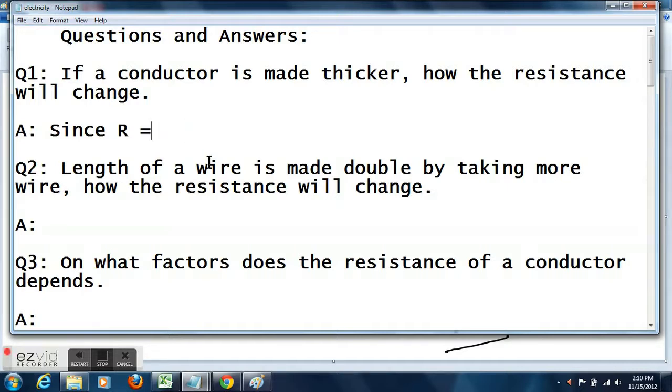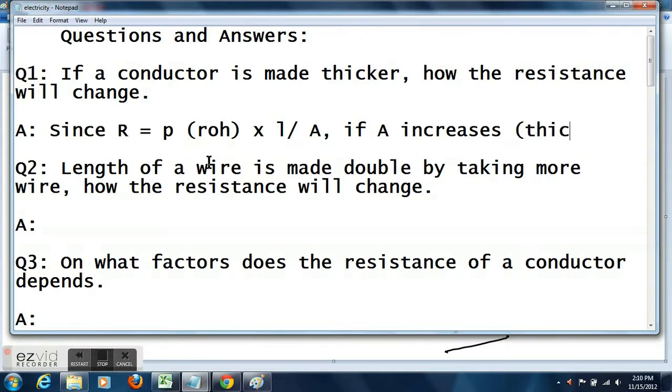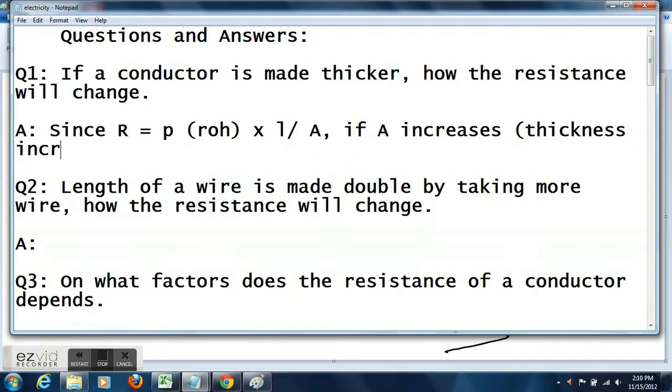Okay, let me write the answer to the first question here itself. Since R equal to rho, actually it should be rho. There is no rho symbol in the keyboard, so I will write small p. In the bracket I wrote as ROH. Since R equal to rho into L upon A, if A increases, that means thickness increases, R will decrease. So that is the answer to the first question.